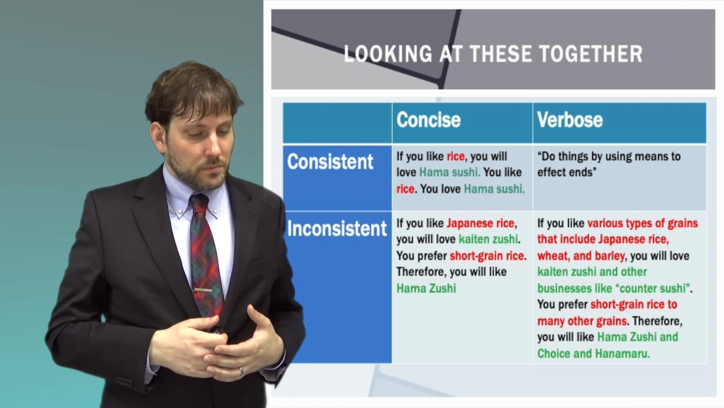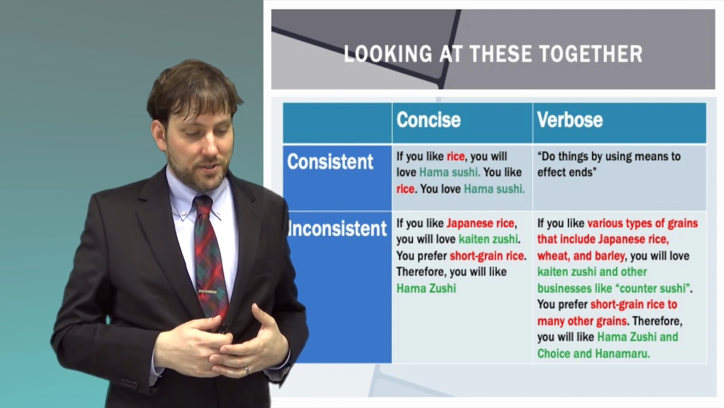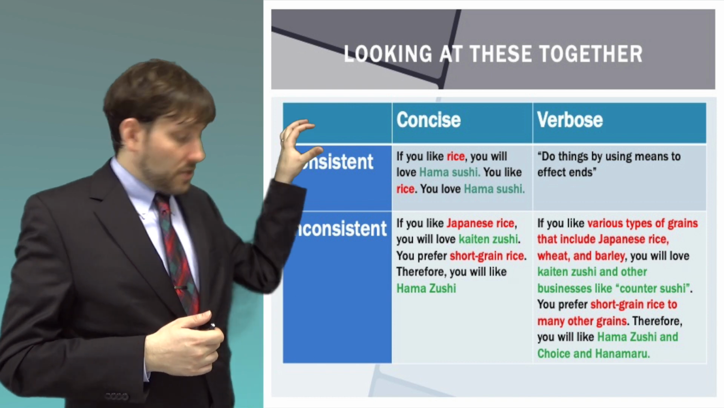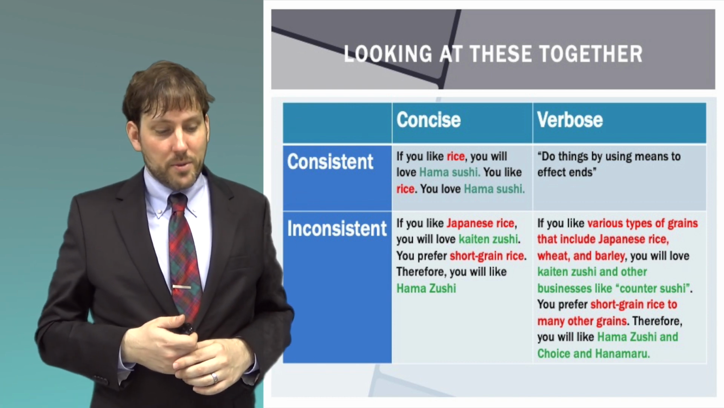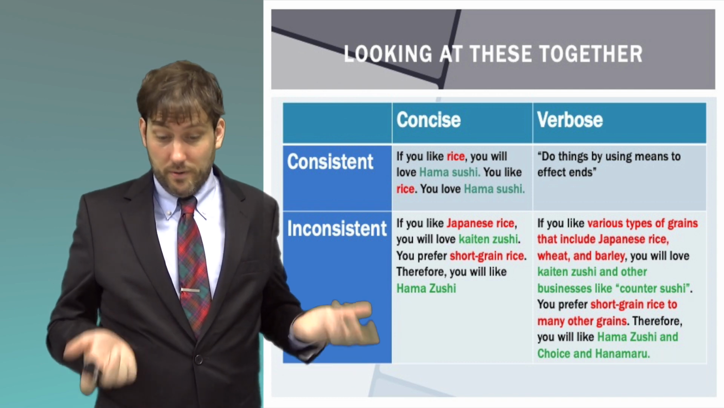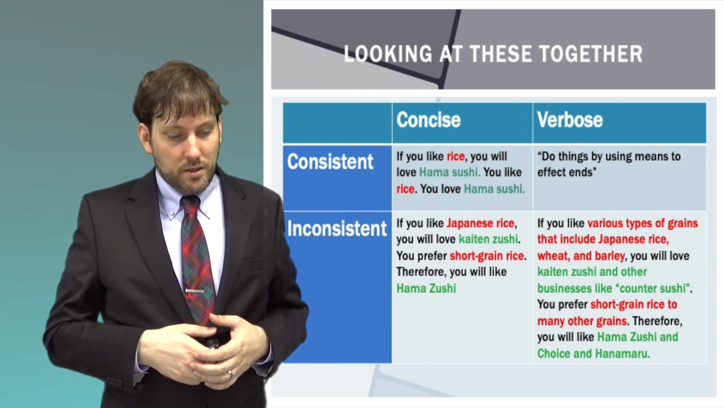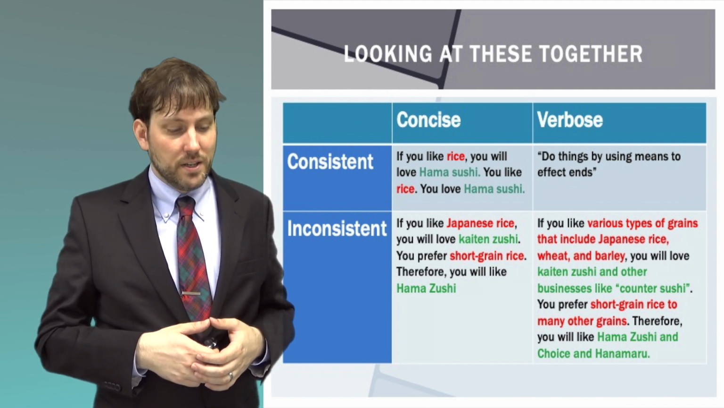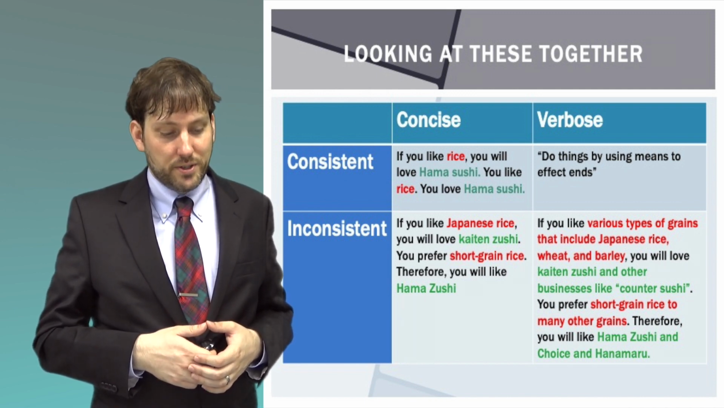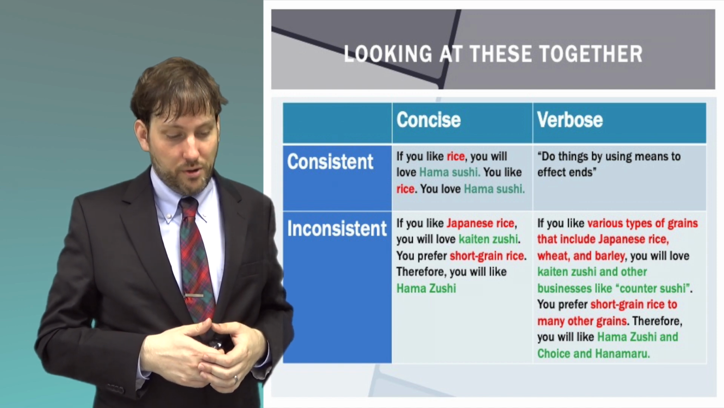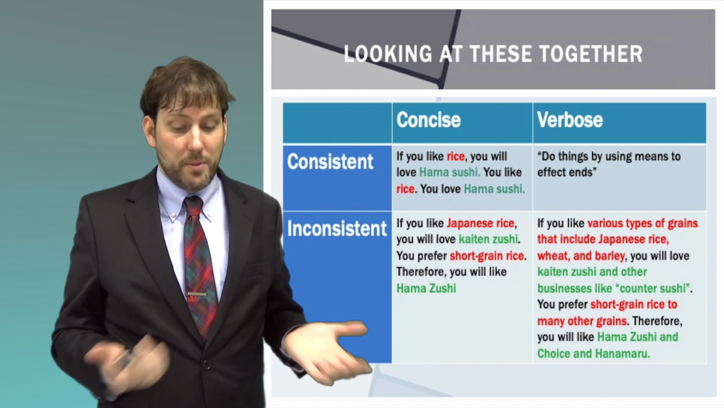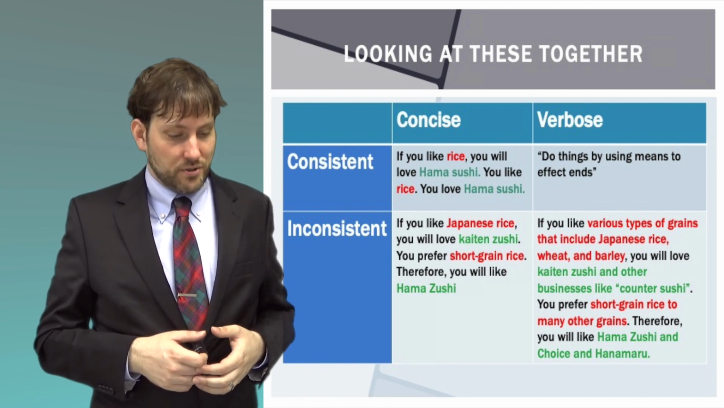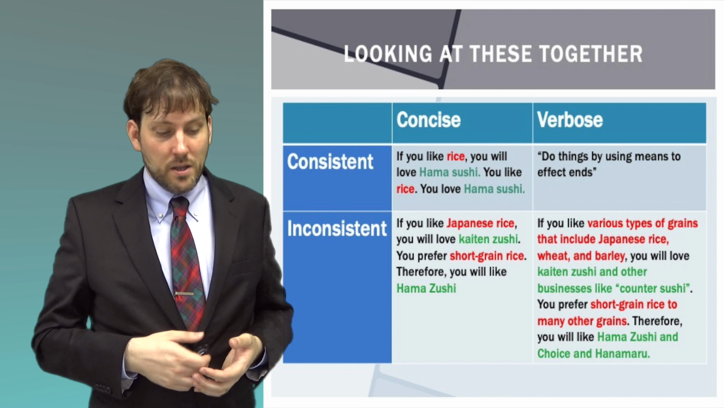Another one, looking at consistent and concise together, and then verbose and inconsistent. So top left, if you like rice, you will love hamazushi. You like rice, you love hamazushi. Consistent and verbose: do things by using means to effect ends. Inconsistent: if you like Japanese rice, you will love kaiten sushi. You prefer short grain rice, therefore you will like hamazushi. Most Japanese rice is considered short grain rice. Hamazushi is the name of one kaiten sushi. So here we are changing terms.